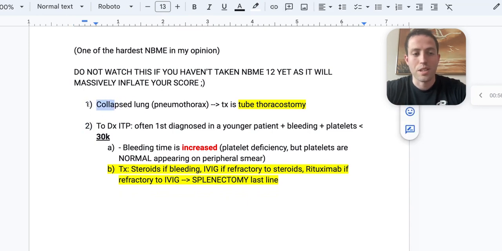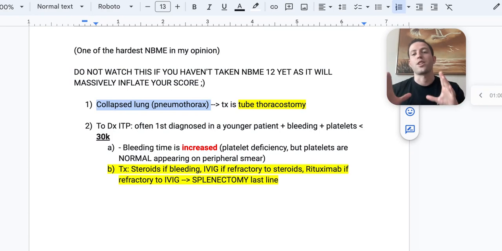All right, so you see a patient that has a collapsed lung, aka a pneumothorax. And so you're going to get a chest x-ray for these questions. The treatment is going to be tube thoracostomy. And so you don't want to get thrown off because most people look for the answer choice of needle decompression or chest tube. But on the NBME, they're usually going to look for the term tube thoracostomy. That's just a more ornate way of saying chest tube.